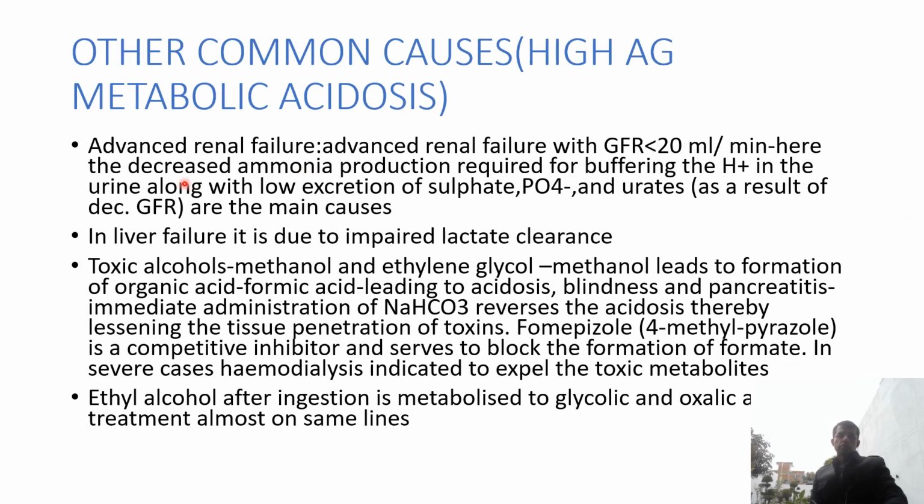So in ICUs, you have patients of advanced renal failure, with GFR less than 20. Here, the decreased ammonia production required for buffering the H-positive in the urine, along with low excretion of sulfates, phosphates, and urates, will result in high anion-gap metabolic acidosis. In liver failure, it is due to impaired lactate clearance. So these are very common causes after lactic acidosis, ketoacidosis. These are examples of renal failure and hepatic failure. All these patients will have high anion-gap metabolic acidosis.